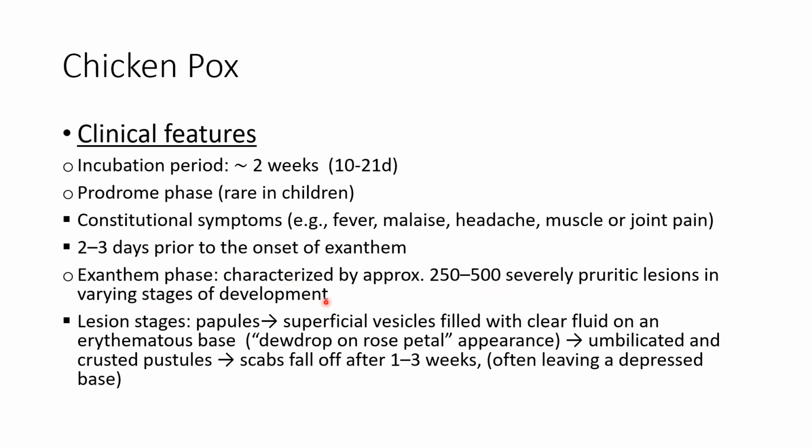stages of development. Lesion stages: papules, superficial vesicles filled with clear fluid on an erythematous base, dewdrop on rose petal appearance, then umbilicated and crusted pustules. Scabs fall off after 1 to 3 weeks, often leaving a depressed base. These are the stages of lesions caused by chickenpox.